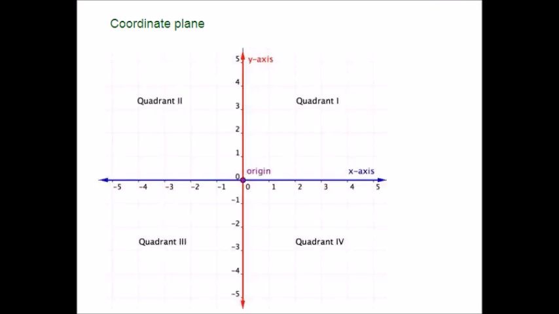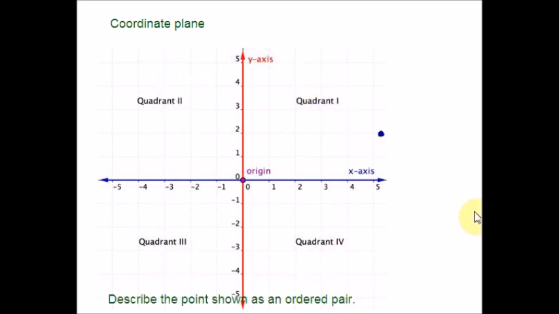algebraic concepts. The coordinate plane consists of the x-axis and y-axis, the number lines that intersect at right angles, and the origin, the point where the x-axis and y-axis meet. Then there are the quadrants 1, 2, 3 and 4.